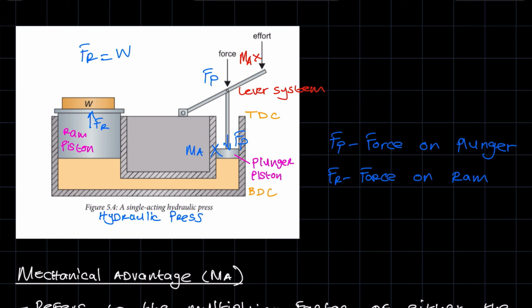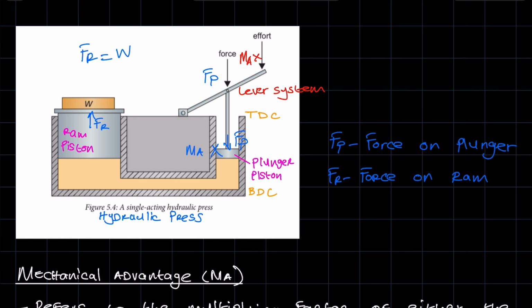Now, a hydraulic press essentially works in conjunction with a lever system. A hydraulic press on its own is pretty much useless. So this here is the hydraulic press. Like I mentioned, the hydraulic press works in conjunction with a lever system. So this here is the lever system. So we are going to look at how these two systems work in conjunction with each other and how that affects the forces involved in both the lever system and hydraulic press.